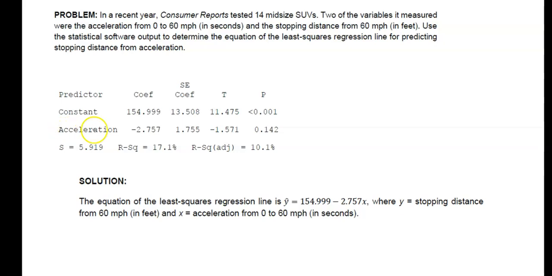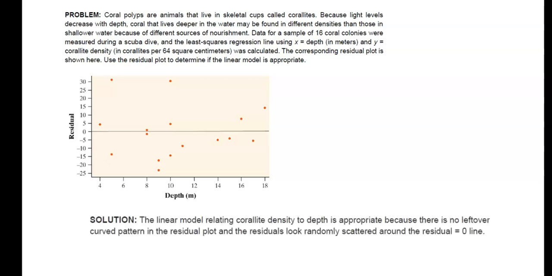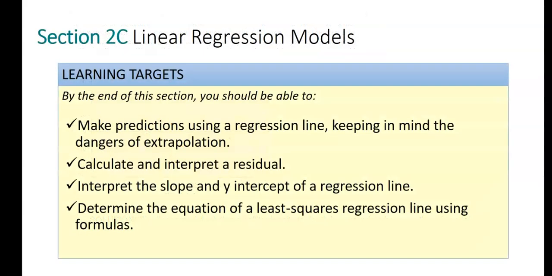Little hint there: the word to the left of the slope, acceleration, is usually the x value. That helps me sometimes just to know that. And usually you have to read the problem to see the y value, but it helps to know that. This one, use the residual plot to determine, is it appropriate? That's pretty scattered. Yes, definitely the linear model is appropriate.